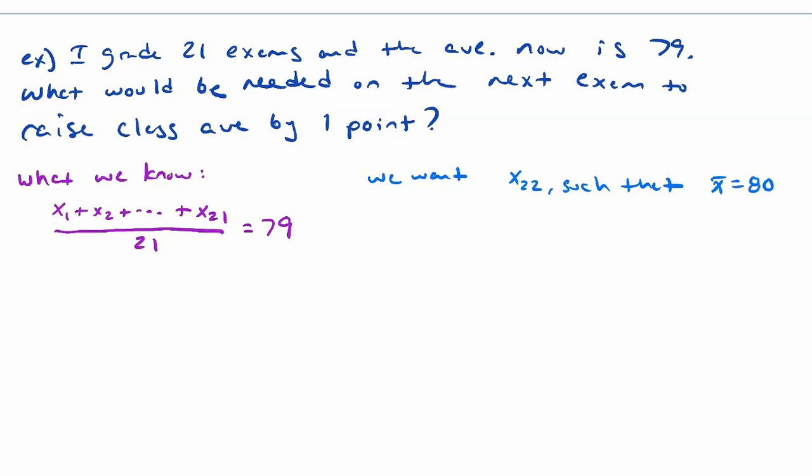Well, let's set that up. What would that look like? That would be x1 plus x2, dot, dot, dot, plus x21. So there's the first 21 data values. Now plus the new guy, the one we're solving for. And for the average, we'd now be dividing by not 21, but 22. And we want that average to equal 80. So there's what we've set up.